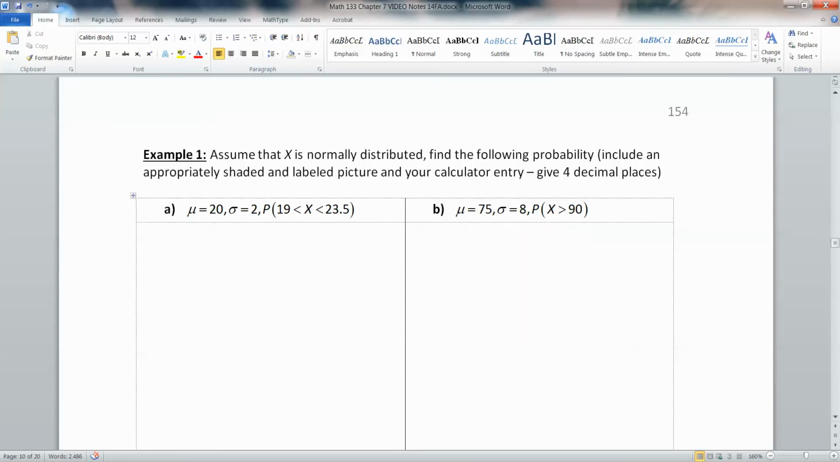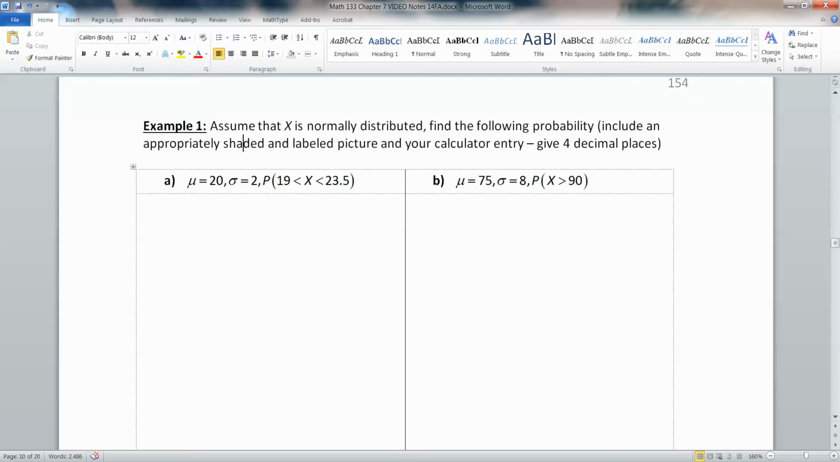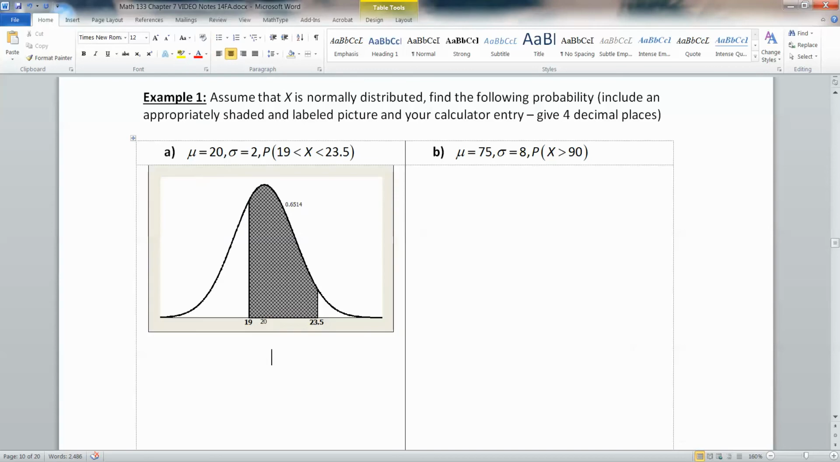So I have here mu is equal to 20, sigma is equal to 2, and I want the probability of 19 less than x, which is less than 23.5. So I need to start off by drawing a normal curve. 20 is in the middle, 19 on the left, and 23.5 on the right. And I want to shade in between because it's telling me that x is in between those two values. So let me draw that curve and I'll be right back.